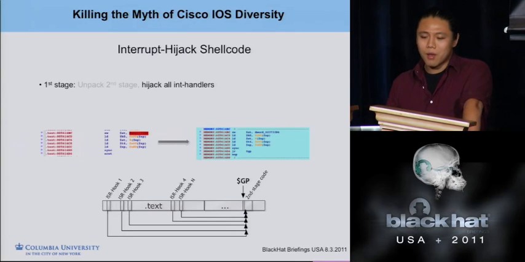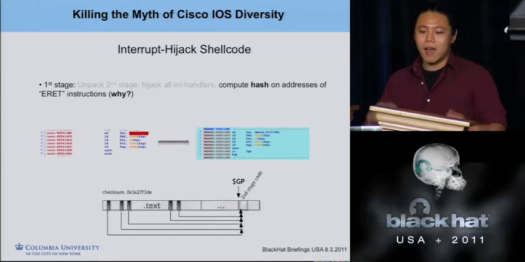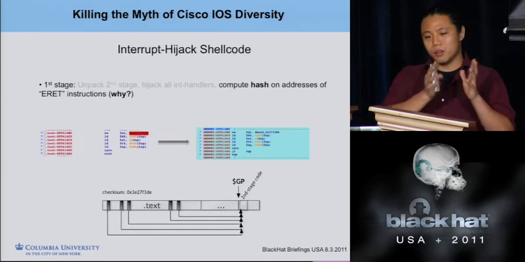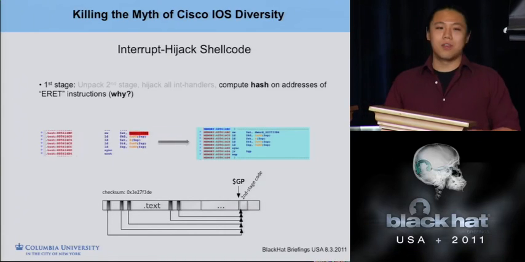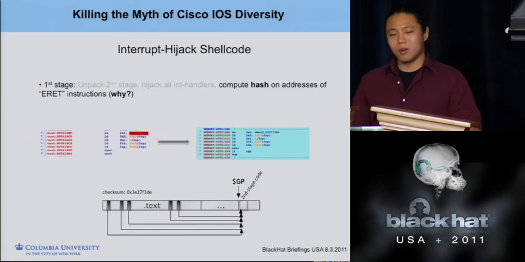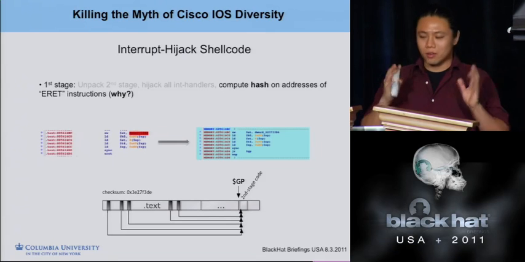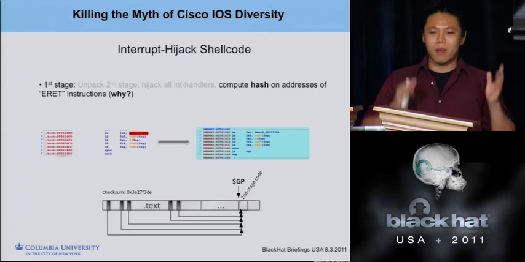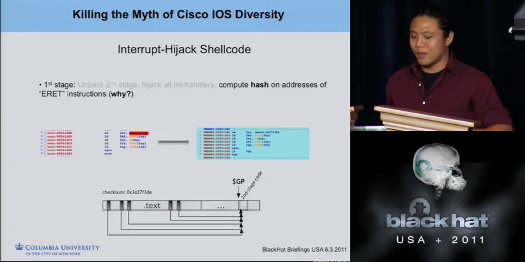And as a last step, we're also going to calculate a hash of all of the addresses of all the ERET instructions that we've just located. I'm going to call this thing the fingerprint, and this is going to be very important when we try to solve the diversity problem in a few slides, so keep in mind that we have this and think about why we're doing that.